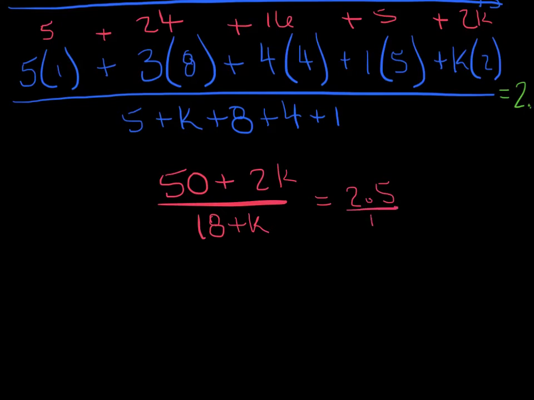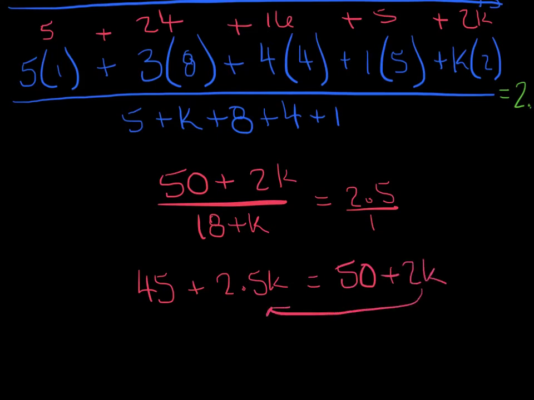2.5. Let's go ahead and put that over 1 and cross multiply. 18 times 2.5 is going to be 45, I believe, plus 2.5K equals 50 plus 2K. Go ahead and solve for K now. I'm going to subtract 2K over to this side. That's going to give me 0.5K. Subtract the 45 there and get a 5.